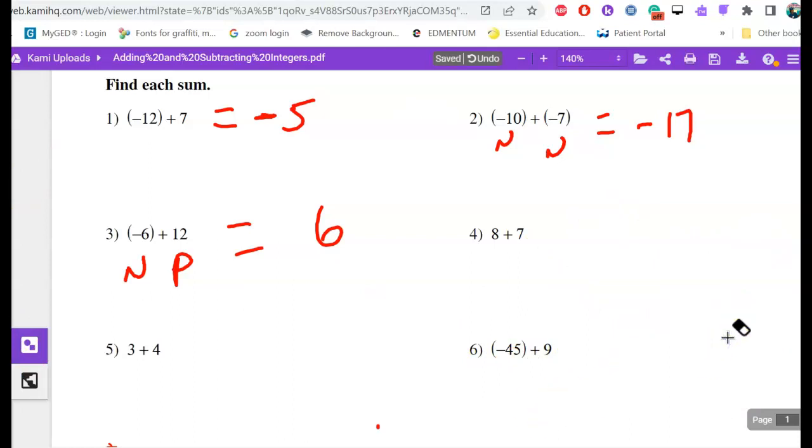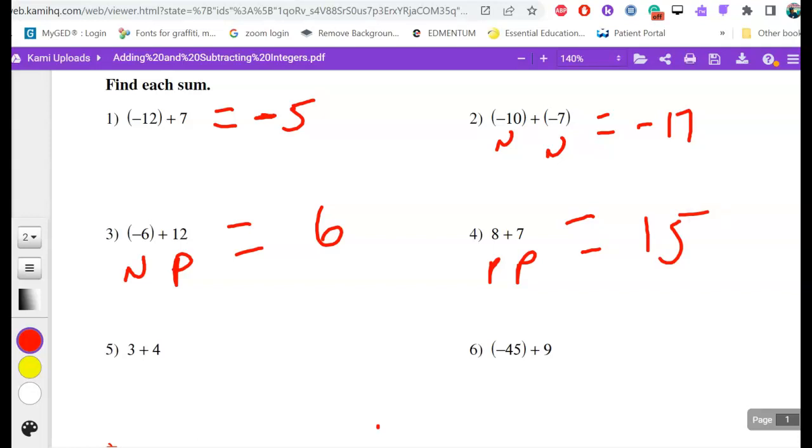All right, so the difference is 6. Is it going to be a positive or negative 6? If I keep the sign of the larger digit, I can see that 12 is a larger digit, and that 12 happens to be positive, so my answer will stay positive. Don't let number 4 fool you. Yeah, we're still talking about integers, but regular numbers are integers. So this is just a positive plus a positive. 8 plus 7, a regular old 15.